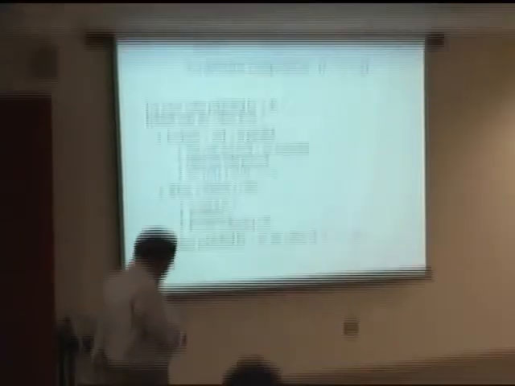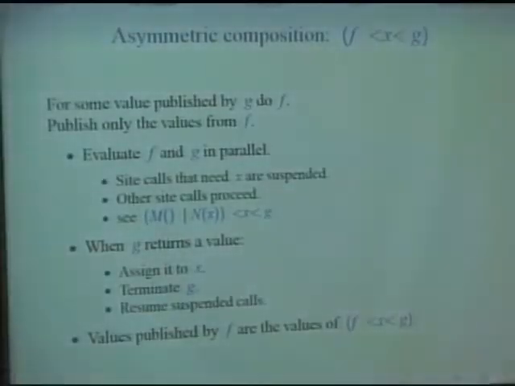So, as before, this is what we do: evaluate F and G in parallel. When G returns a value, assign it to X, terminate G, and resume suspended calls. And the values of this expression are the values published by F. The value published by G is consumed internally.